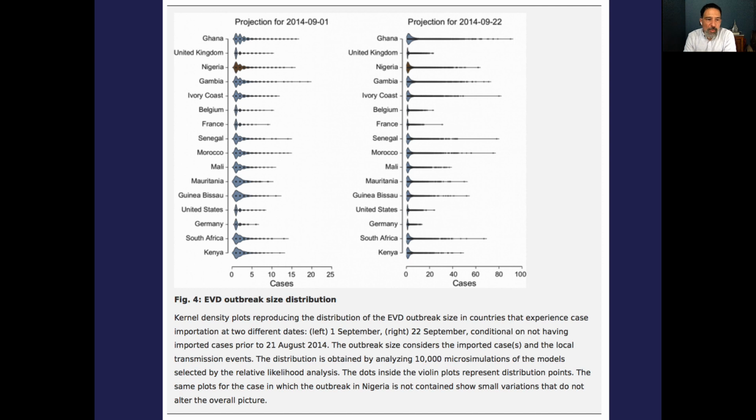And here what we're showing is the predicted size of the outbreaks that would occur if a case was imported, and you can see that for each, the early September projection period and the late September period.